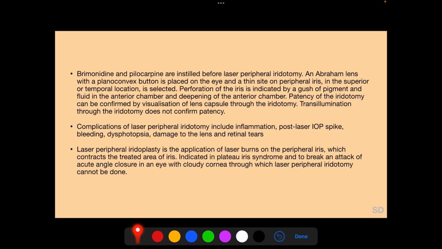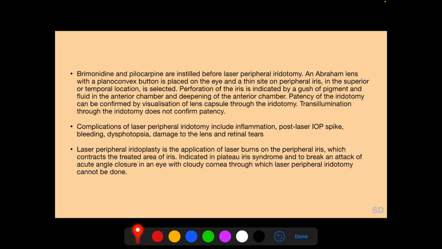Prior to laser peripheral iridotomy, brimonidine and pilocarpine are administered. An Abraham lens with a planoconvex button is placed on the eye and a thin site on the peripheral iris in the superior or temporal location is selected. Perforation of the iris is indicated by a gush of pigment and fluid in the anterior chamber and deepening of the anterior chamber. Patency of the iridotomy site can be confirmed by visualization of the capsule of the crystalline lens through the iridotomy. Transillumination through the iridotomy does not confirm patency.